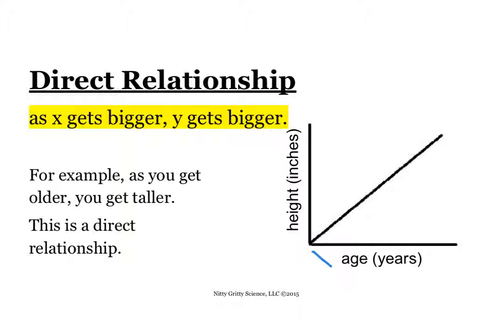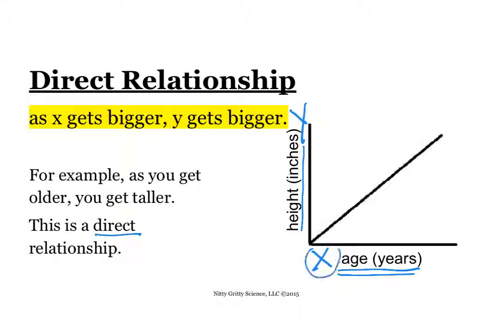So for example, here's x. This is age on the x-axis. So as your age gets bigger, so as you get older, y, which is the height in inches, gets bigger as well. So as you get older, you get taller. This is a direct relationship.